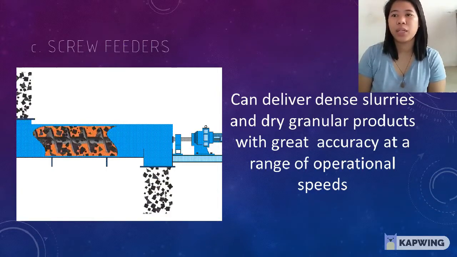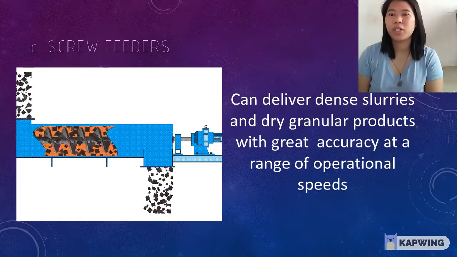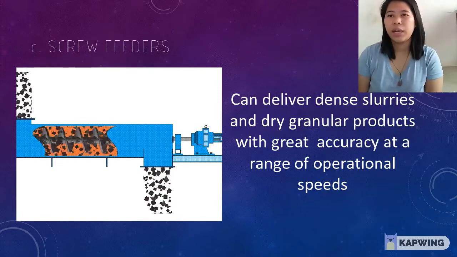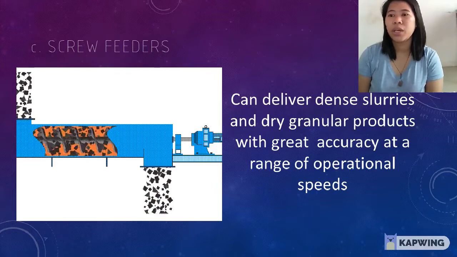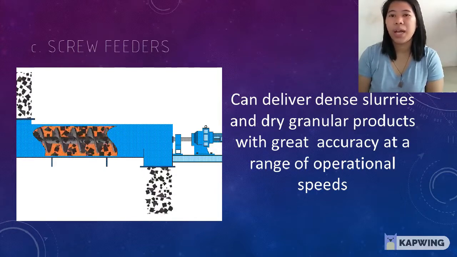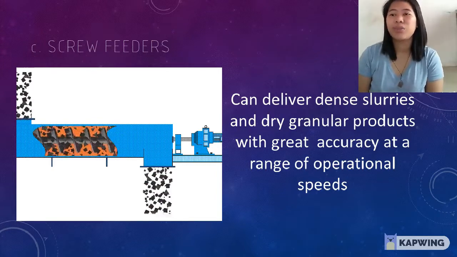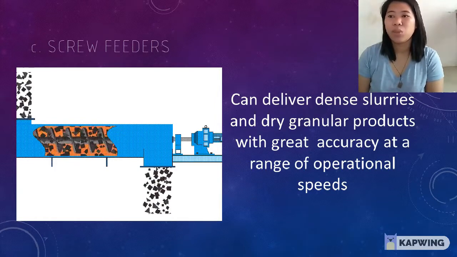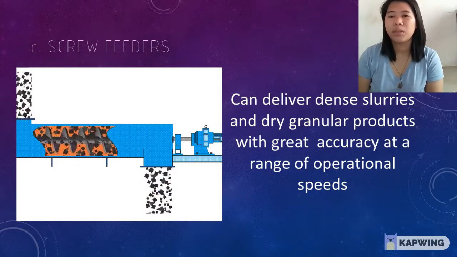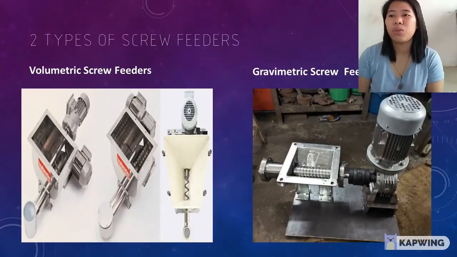Screw feeders have two types, the volumetric screw feeder and the gravimetric screw feeder. As we know from the start, as mentioned earlier, a volumetric feeder has the characteristic of discharging a volume of material as a function of time. This type of screw feeder will feed a certain material, and this volume of material will be equal to volume per unit time in order to process.